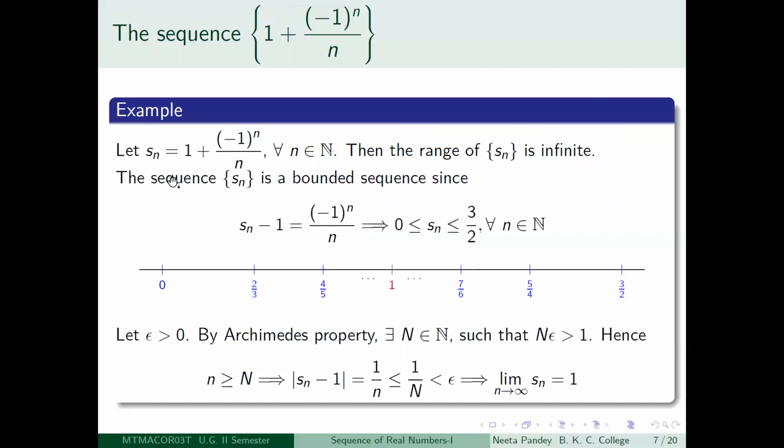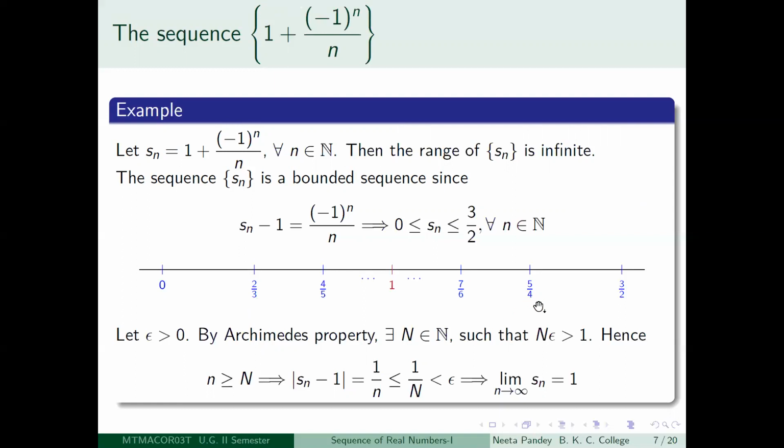So this is the first term of the sequence. What is S2? S2 is 1 plus minus 1 to the power 2 divided by 2. So minus 1 squared is 1, so it becomes 1 plus half. So it is 3 by 2. So this is my second term of the sequence. So the first term of the sequence was 0, the second term is 3 by 2. Third term of the sequence, what will it be? You notice when n is odd, the numerator here becomes minus. So the third term will be 1 minus 1/3. So 1 minus 1/3 is what? 2/3. So this is the third term of the sequence.